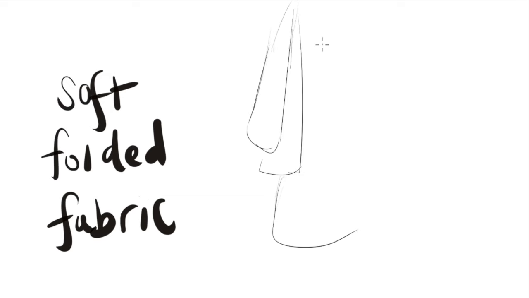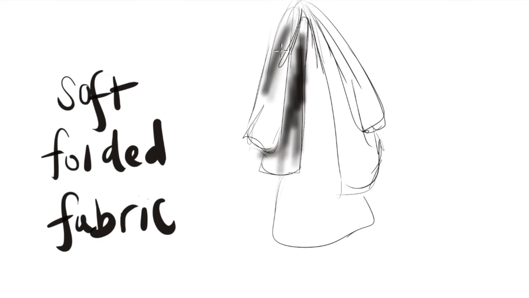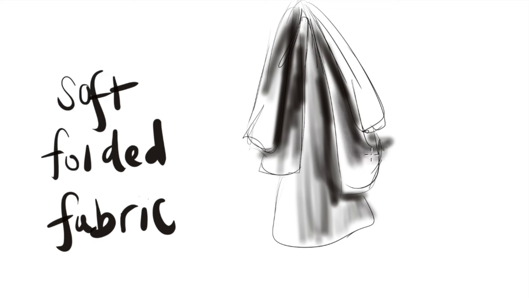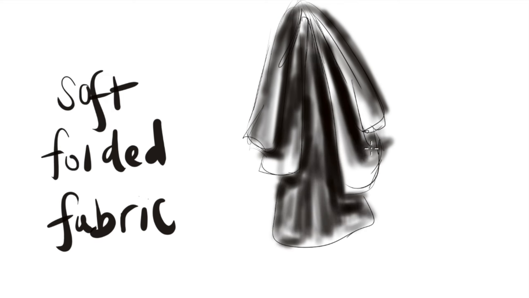Let's try to render a soft folded fabric, like a towel hanging on a door. For this, I'm going to start by sketching out the fabric very lightly, and then I'm going to start using my knowledge and understanding of value to render some of the shadows and make it look like it has an actual folded fabric texture. I'm going to really push the contrast.